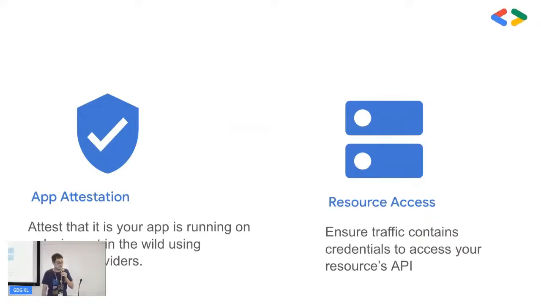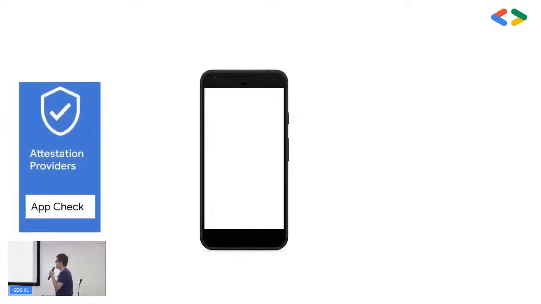So AppCheck is split into two categories. One is called App Attestation, and one is Resource Access. Attestation here means: how can we attest or verify to make sure that your app comes from you as the developer and comes from the legitimate source. While Resource Access is to make sure that only your app or allowed applications have access to your data. So these are two important things to consider when building your app. So let's take, for example, how it actually works behind the scenes.